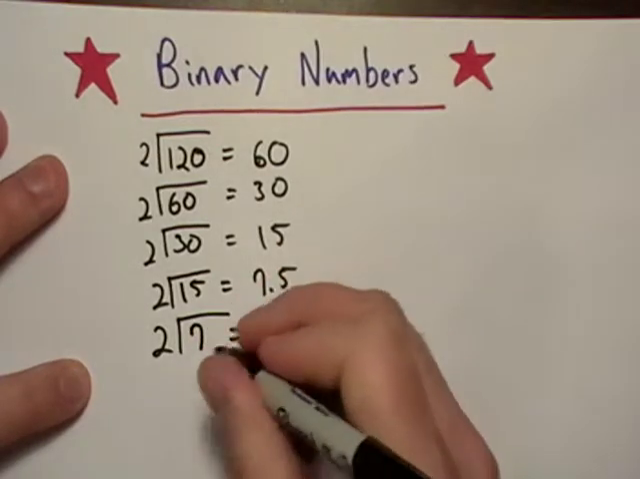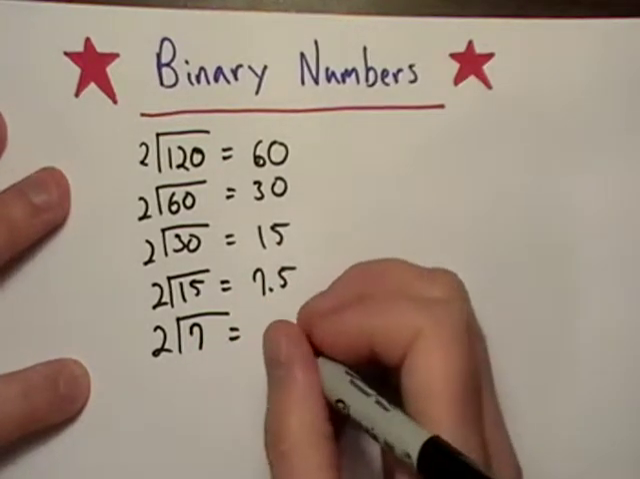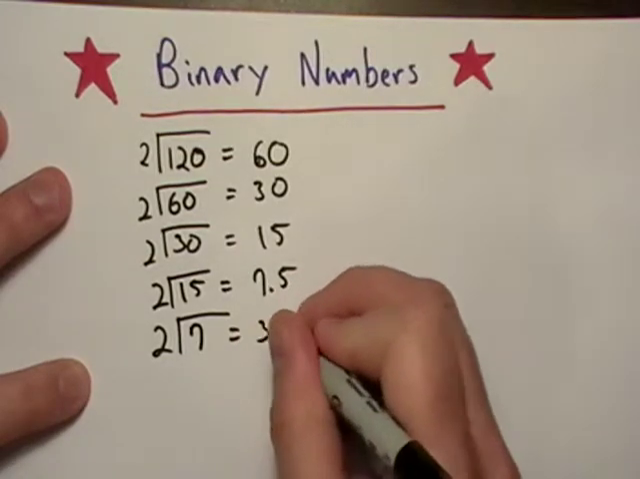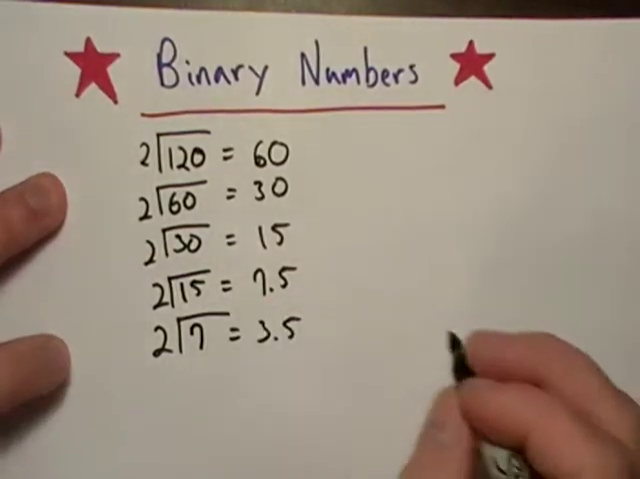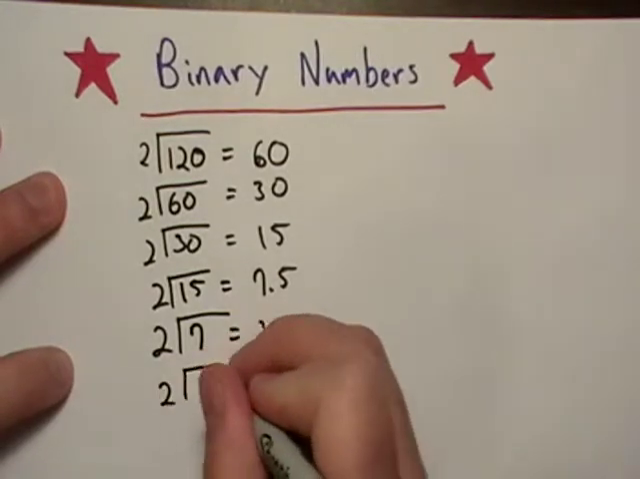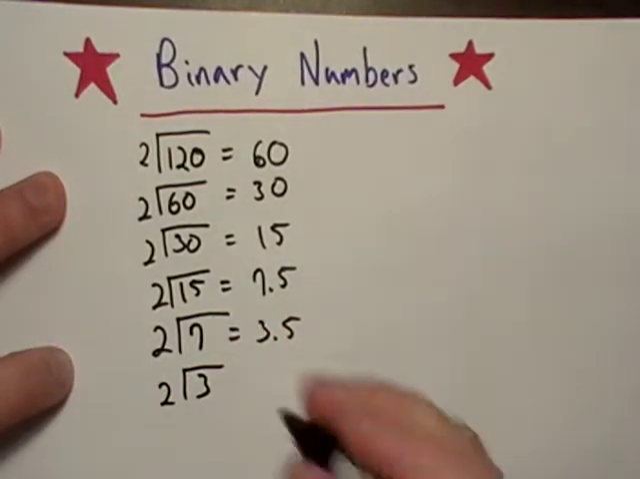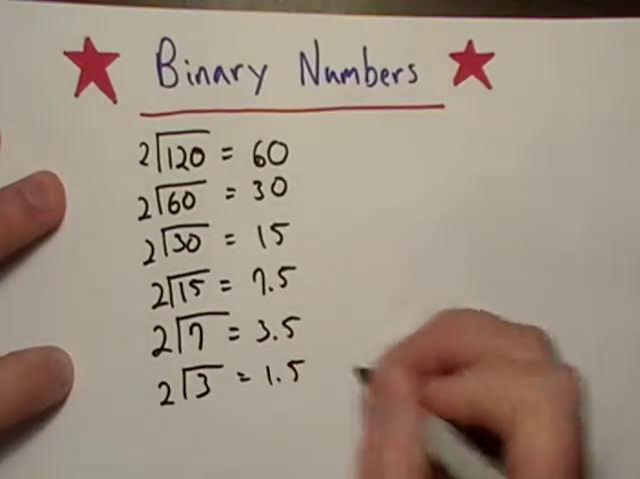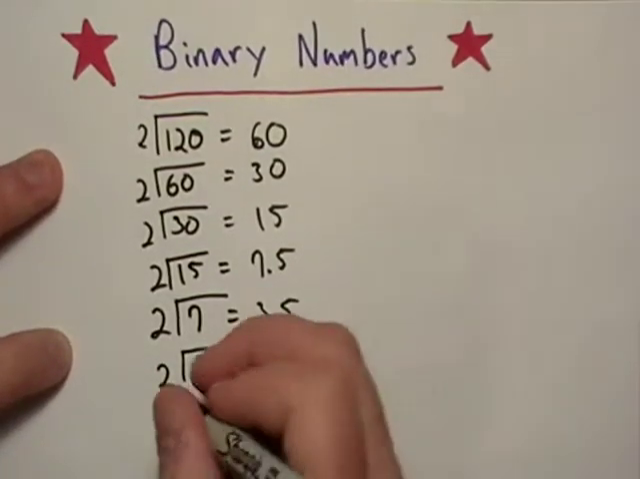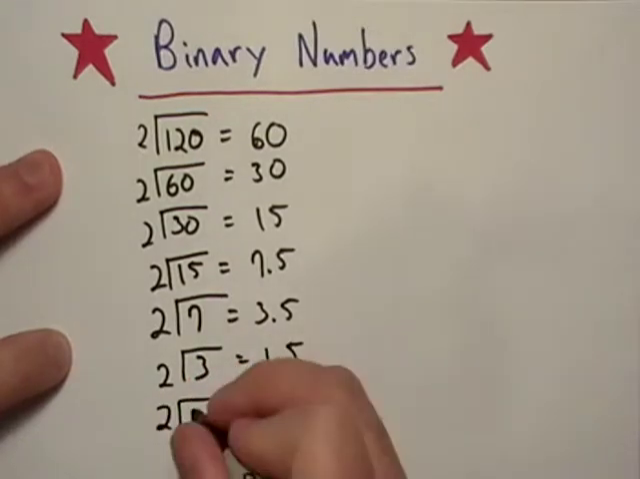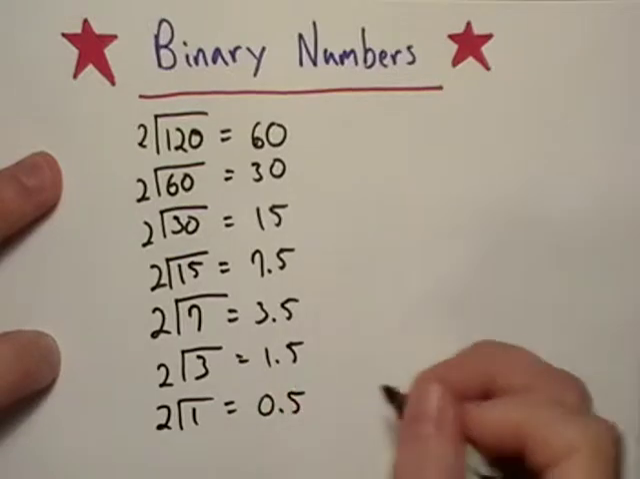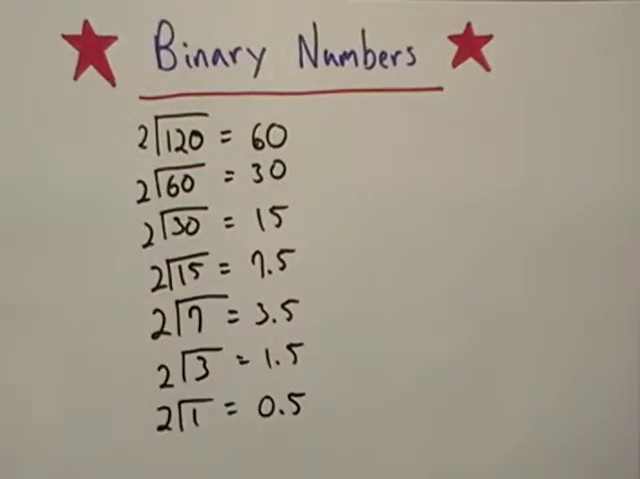And that'll give us 3.5, I think. Then, notice how we're just going down the line here. 3 divided by 2 is 1.5. And then I think we get all the way down to 1 divided by 2, which is just 1/2. Sometimes I mix up what I mean here.